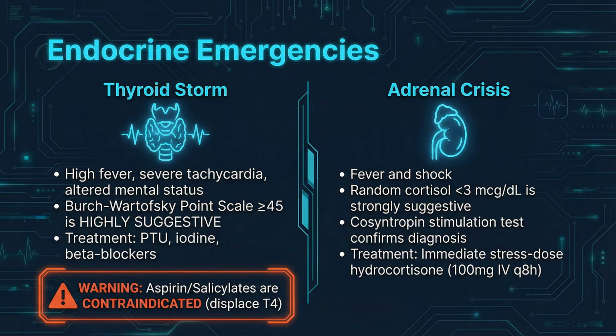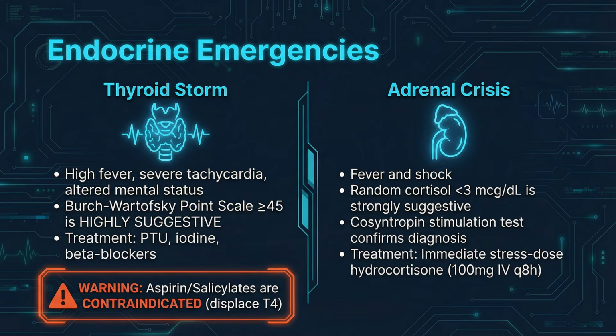Endocrine emergencies are rare but life-threatening. Thyroid storm presents with high fever, severe tachycardia, and altered mental status. The Burch-Wartofsky point scale is used for evaluation. A score of 45 or greater is highly suggestive of thyroid storm. Treatment includes propylthiouracil, iodine, and beta blockers like propranolol.